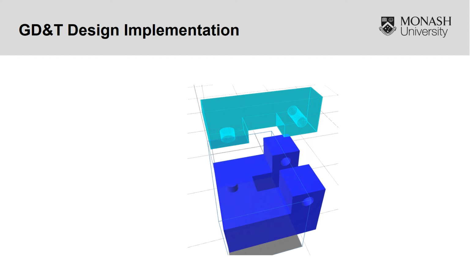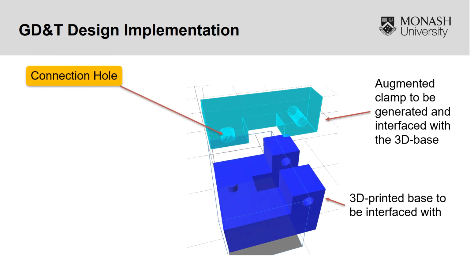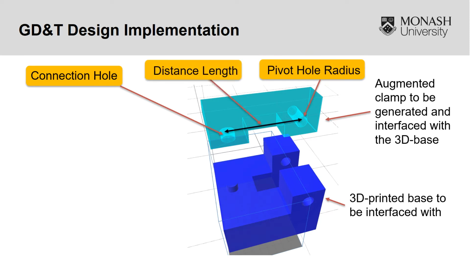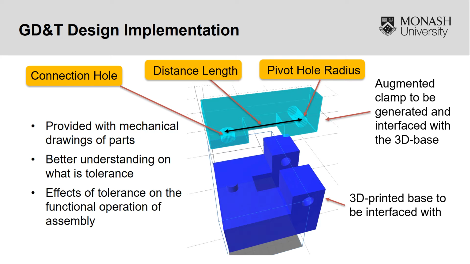As for the design implementation of GD&T, the application would involve two separate parts to be interfaced together, which are the augmented clamp to be generated and the 3D printed base to be interfaced with. There will be three user input tolerance settings that can be selected by the students: the connection hole radius, pivot hole radius, and the distance length between both of them. Mechanical drawings of the parts are provided to the students for reference. Students are expected to have a better understanding of what tolerance is after using the application. They are also required to analyze the effects of tolerance on the end functional operation of the assembly, all through better visualization and learning with AR.